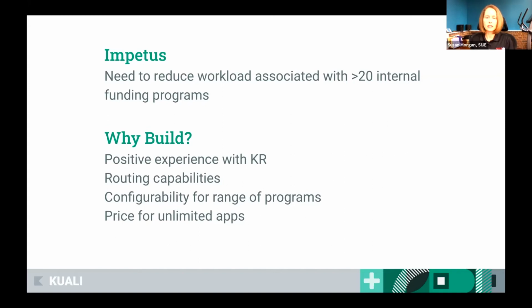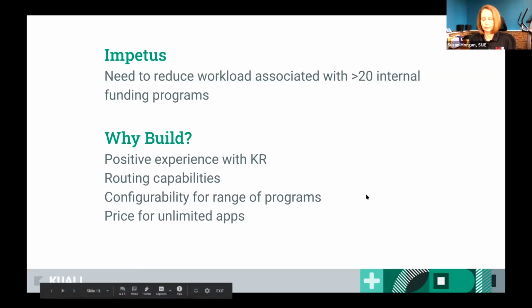The impetus was on these internal funding programs, but I'm sure in everybody's offices, there are a lot of paper processes. And so I was looking at, we get these internal funding programs done, and then we can move on to some of our paper processes and move them into Build.